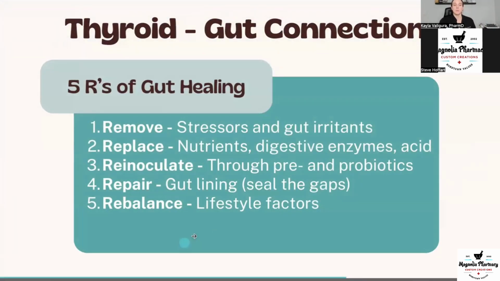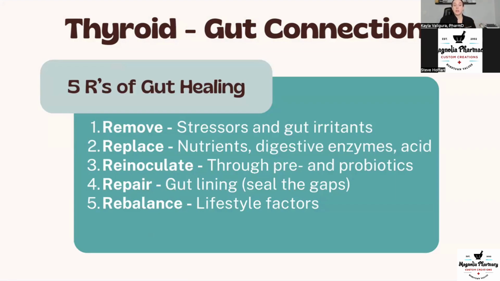So when it comes to healing the gut, we have what's called the 5 R's of gut healing. We have remove as the first one, so removing stressors and gut irritants. So cutting things like gluten out of our diet, because we know that those are stressors, we know that those are irritants. Then replace with nutrients, digestive enzymes, or if you have trouble with digestion, sometimes stomach acid.